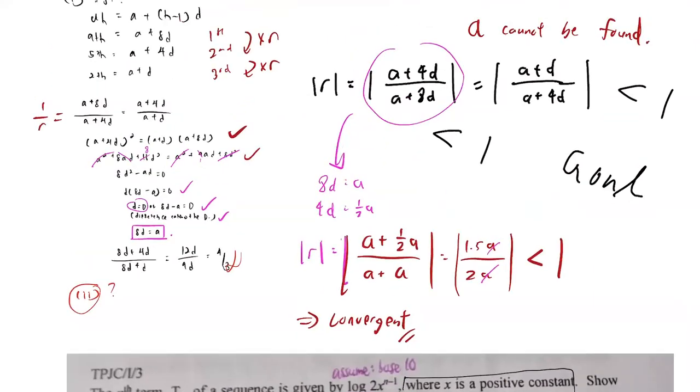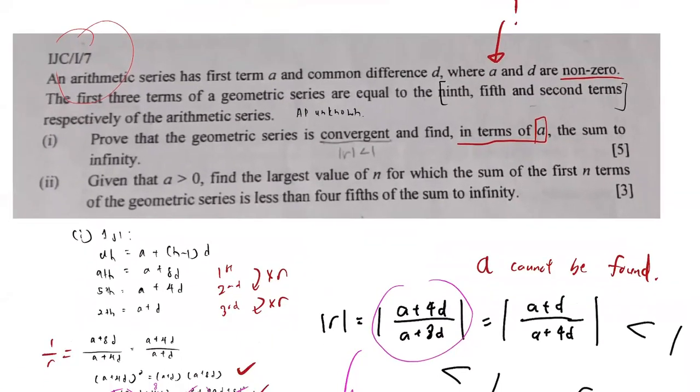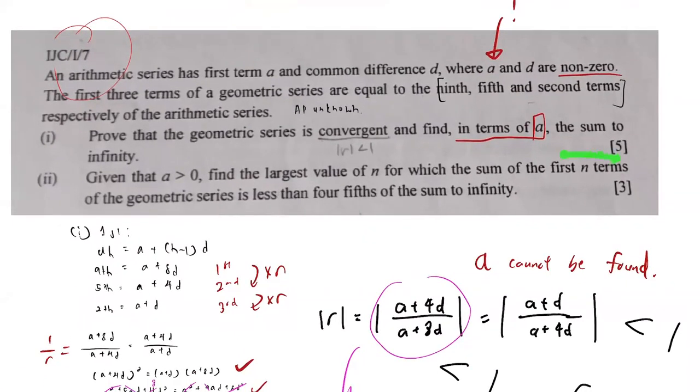Okay, anyways. Part 2, given that a is more than 0, find the largest value of n for which the sum of the first n terms of the geometric series is less than 4/5 of the sum to infinity. So there are a few things we need to deal with here. Number 1, the sum of the first n terms of the geometric series. Number 2, we need to form our inequality, less than 4/5 of the sum to infinity. Let's deal with number 1 first, the sum of the first n terms.